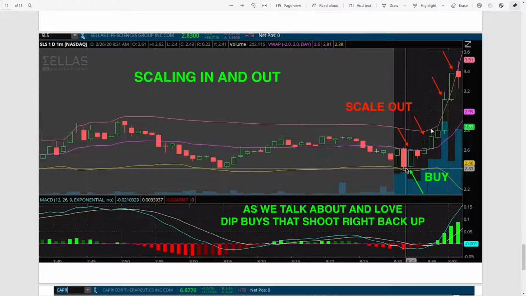I scaled out at the VWAP. I scaled out some at 275. I couldn't even scale out at the 2.9 area because it just shot up so fast. I was out around 3+. And so, yes, love it, right? And so learn to do that.